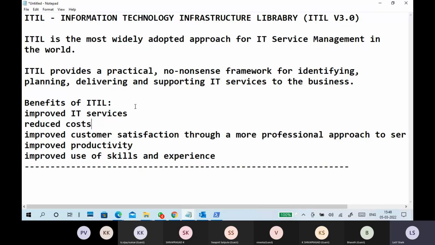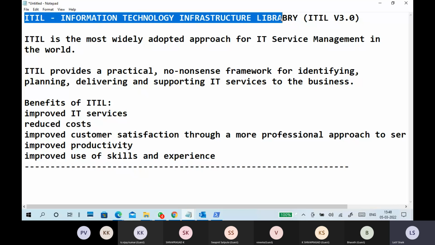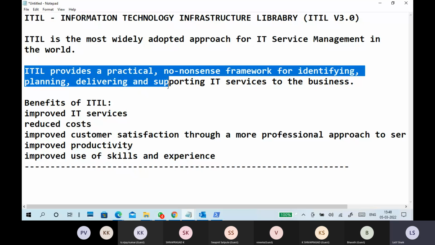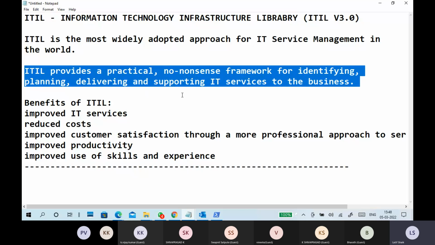Improved productivity, improved use of skills and experience. So this is ITIL benefit. The first question is, what is ITIL? ITIL is an Information Technology Infrastructure Library. ITIL provides a practical, no-nonsense framework for identifying, planning, delivering, and supporting IT services to the business.